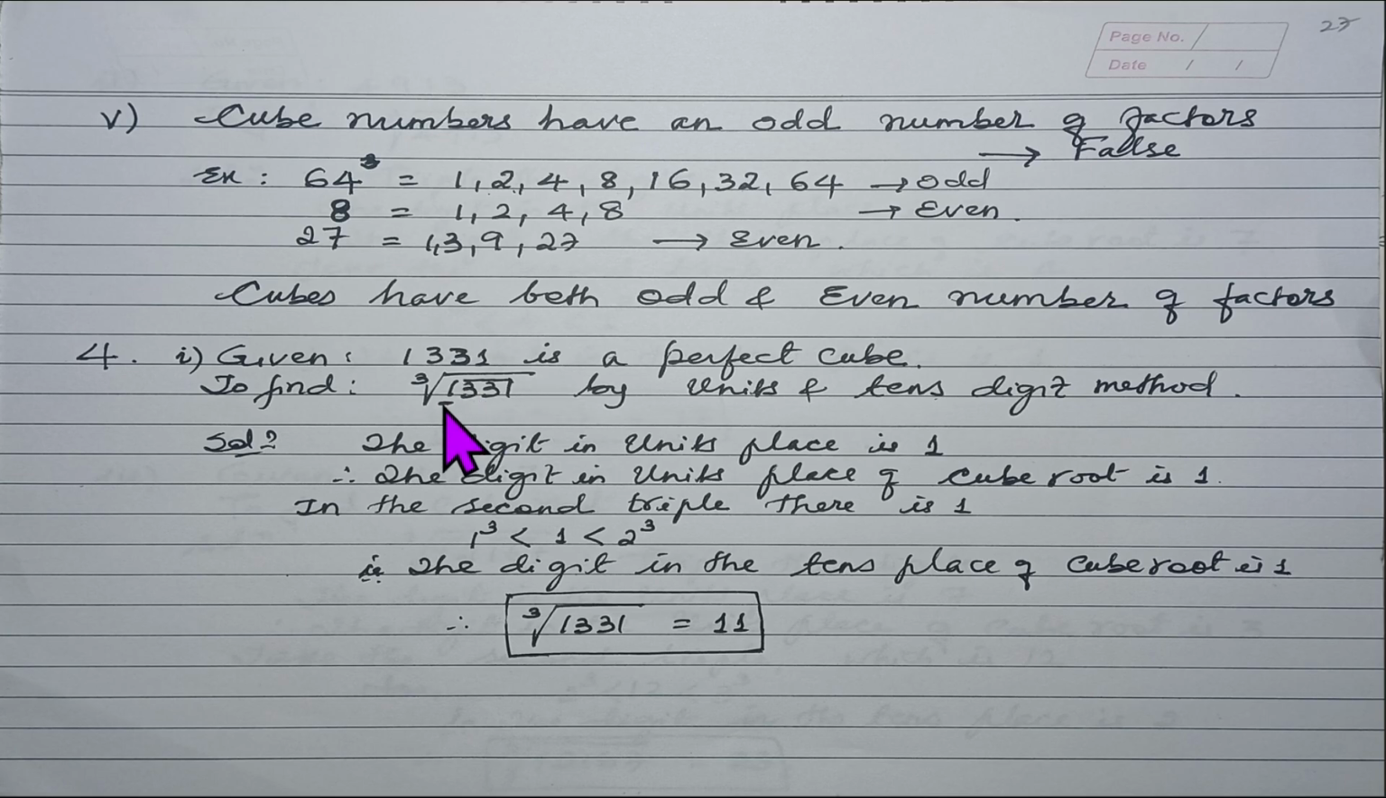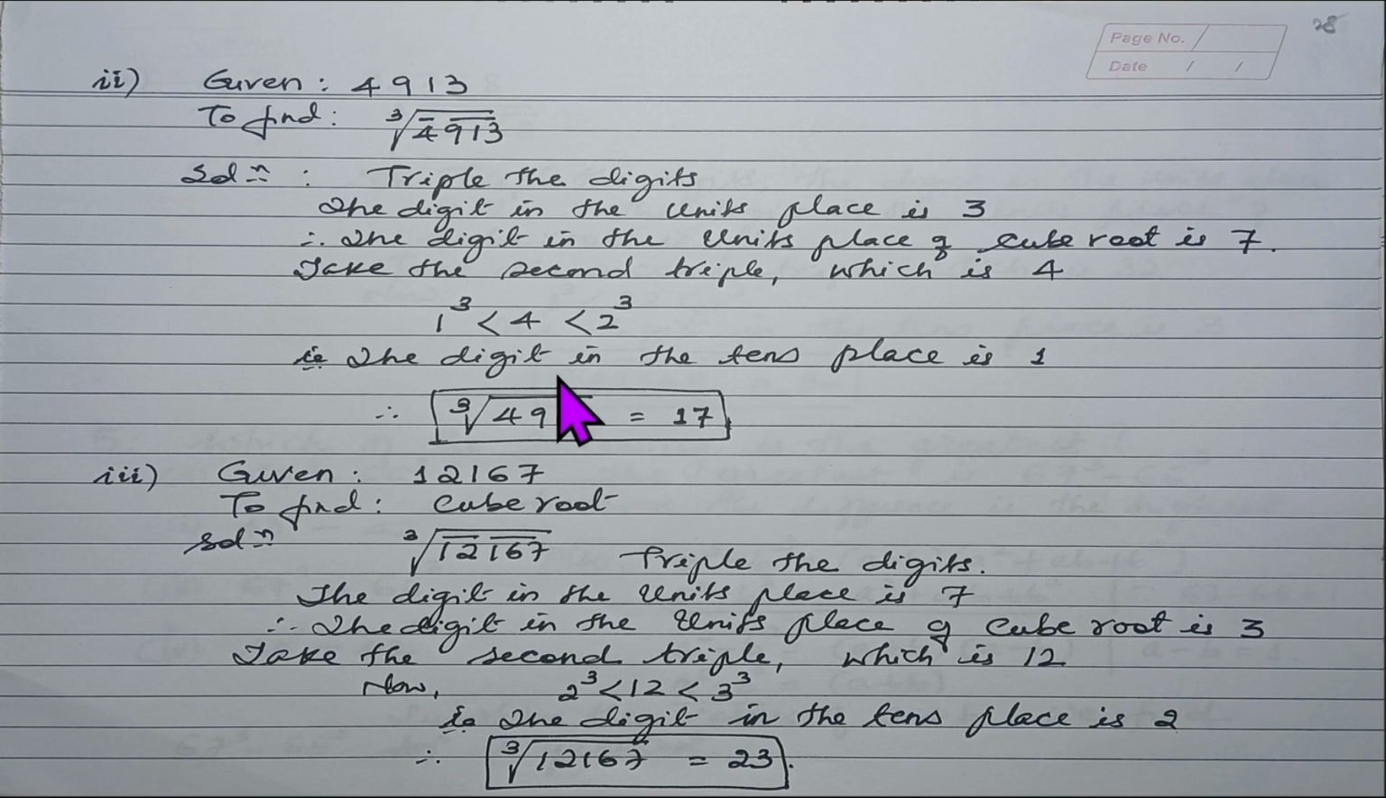Now cut this 331 and take this 1. 1 lies between 2 perfect cubes, that is 1 cube and 2 cube, and 1 is definitely greater than 1 cube and smaller than 2 cube. Therefore the digit in the tens place has to be taken as 1. Therefore the cube root of 1331 is 11. Already you have learned this method in squares and square roots also. So try to remember and apply here.